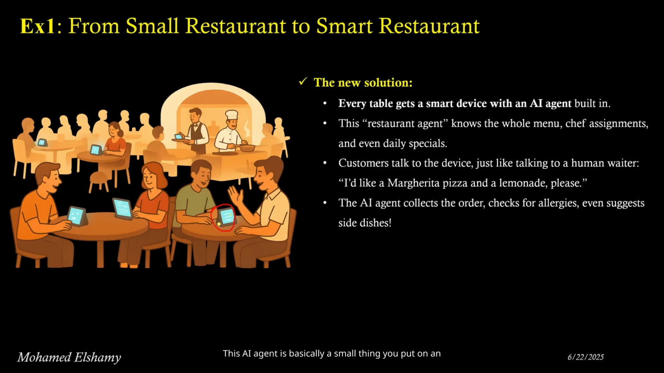This AI agent is basically a small thing you put on an electronic device that can communicate with people, understand what they're saying, and take action based on what they want. So, simply put, that's what an AI agent is. In other words, it's like I've replaced the waiter with this small device that has artificial intelligence, which can understand and respond based on the orders it receives. All right? What happened here is that, for example, based on the customer's order, it determined the type of chef needed, and it also made suggestions.